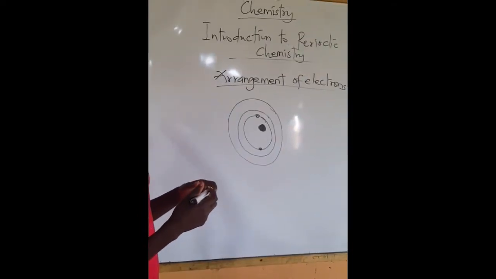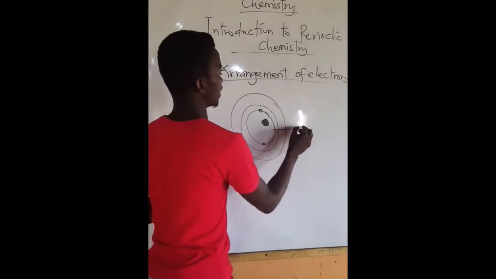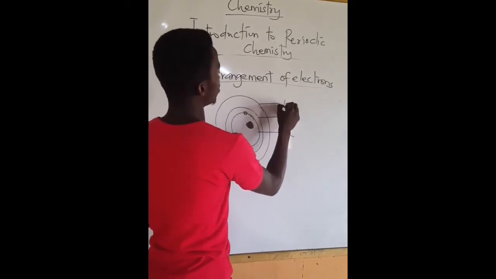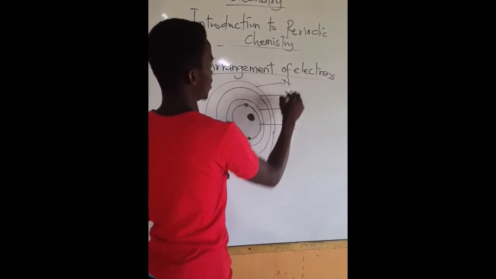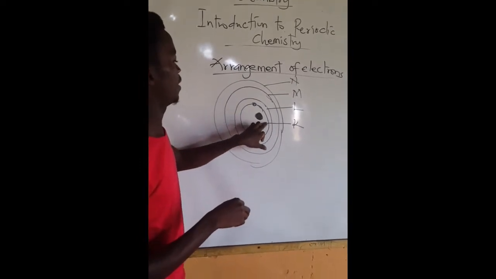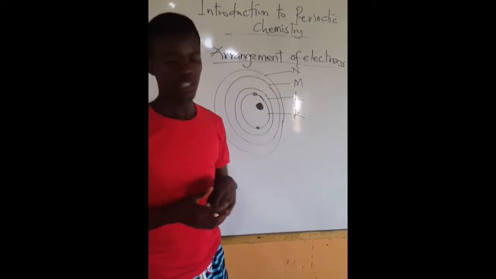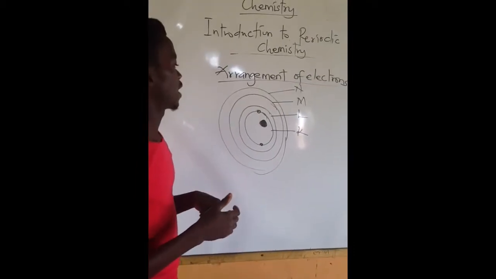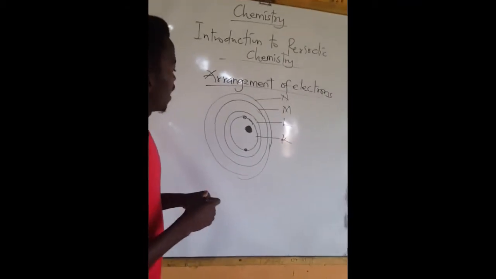Okay, so the shells also have what? Names. So the first shell is known to be K shell, the second is known to be L, the third is known to be M, and the fourth is what? The N shell. So they are arranged in ascending order from the nucleus. So from the nucleus we have the K shell, then move on to the L shell, then we have the M and N. Okay, so each of the shells has the maximum what? Number of electrons it can contain.